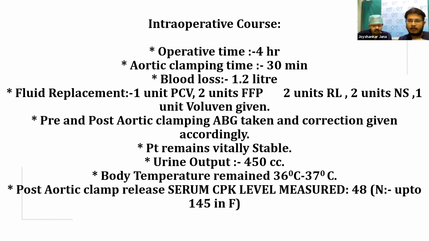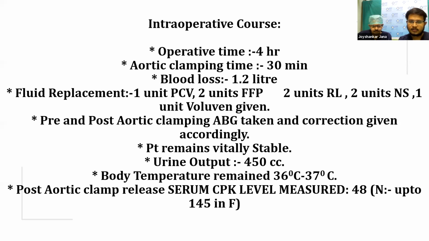If there is an event where there is a slight decrease in BP trend, at that time we give 1 unit of volume to maintain the intravascular volume and the BP. The pre and post aortic clamping ABG was taken and correction given accordingly. Patient remained vitally stable. Urine output was 450 cc for the 4 hours. That is also good. The core body temperature is maintained at 36 to 37 degrees Celsius.